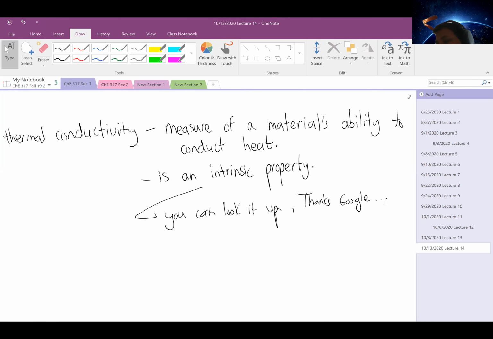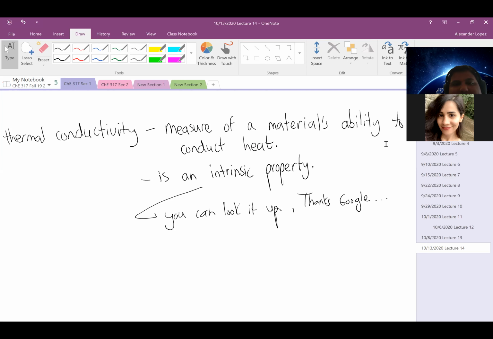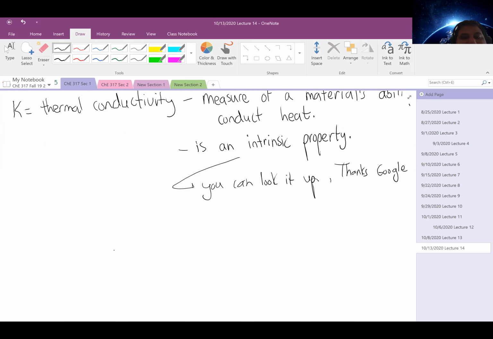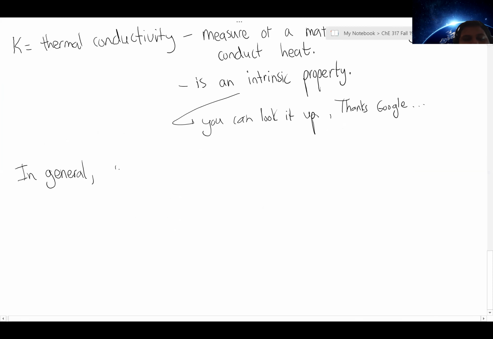For my next interactive question, Harrison, what type of materials do you think exhibit high thermal conductivity values? We can expect them to have a high ability to conduct heat. So metals is the first type of material that comes to mind. Metals is correct. So what we can say is in general, right, there's always exceptions to the rule, but in general, metals have high values of thermal conductivity.